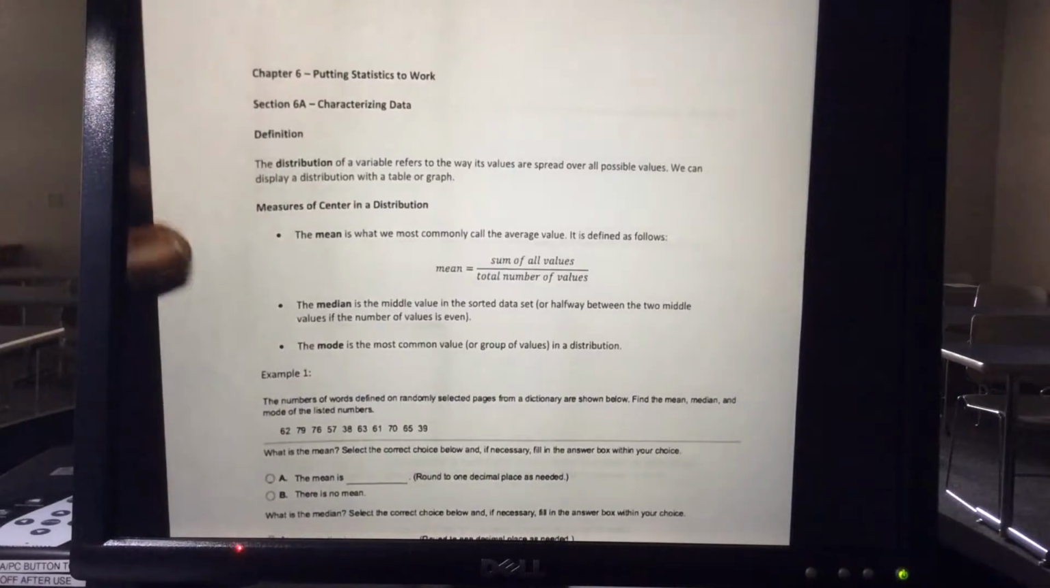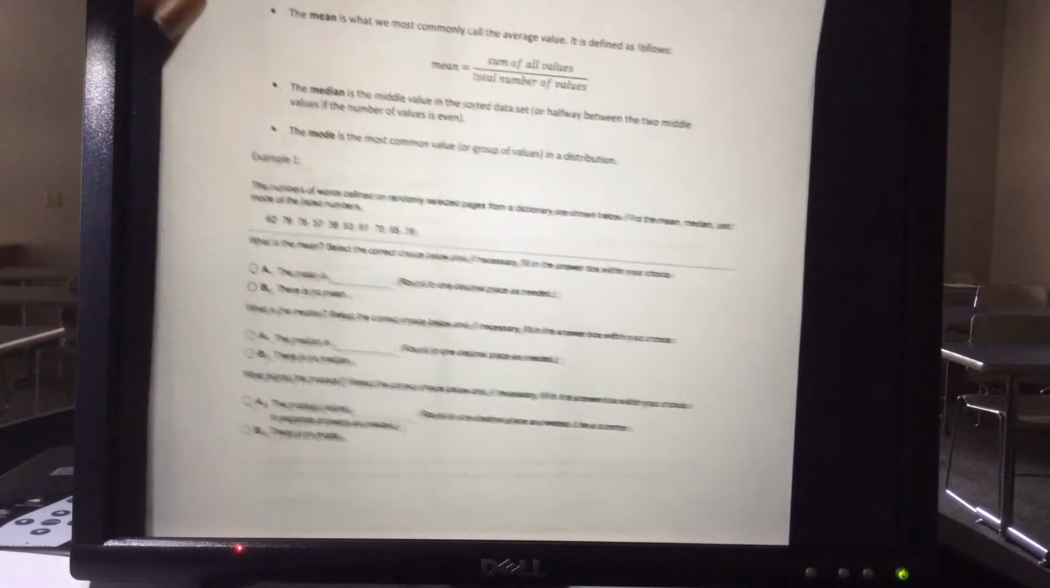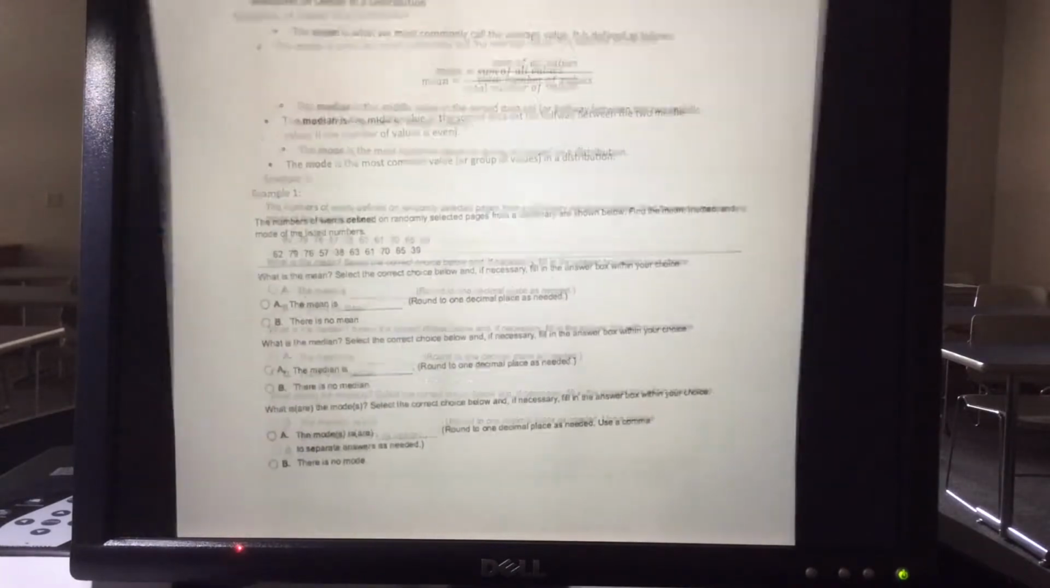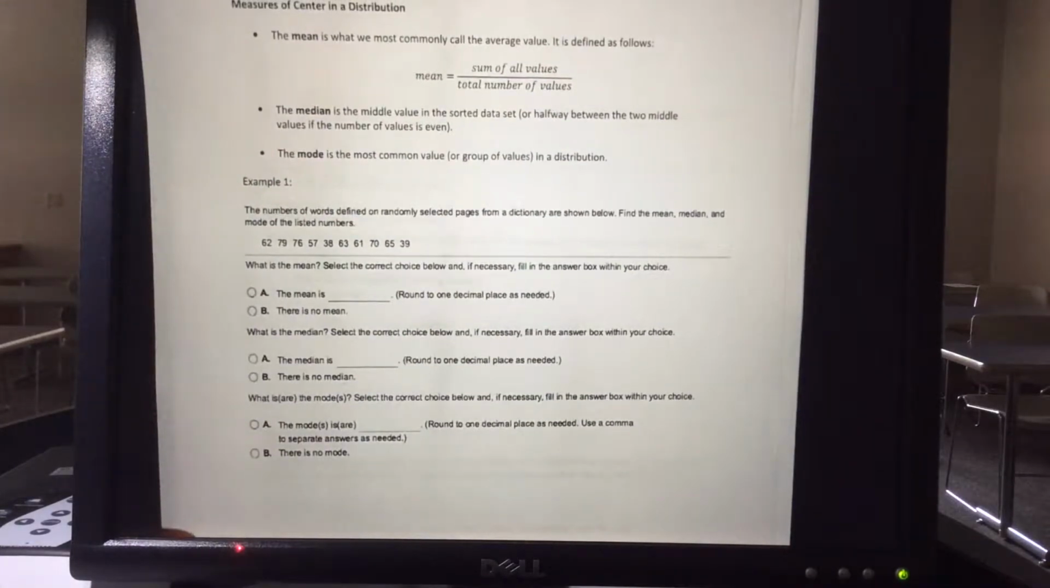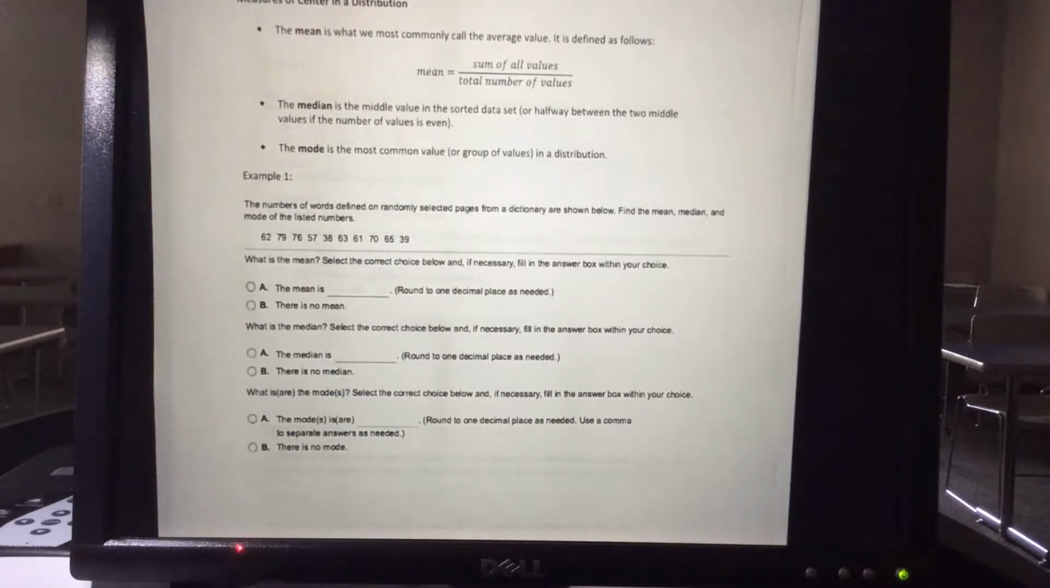Okay, here's the first example of that. Here, the number of words defined on randomly selected pages from a dictionary are shown below. Find the mean, median, and mode of the listed numbers. And these are the listed numbers that we have here. Here we got 62, 79, 76, 57, 38, 63, 61, 70, 65, and 39.